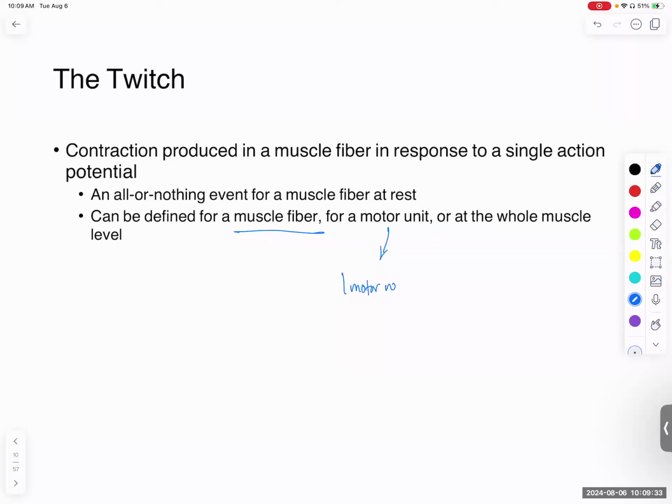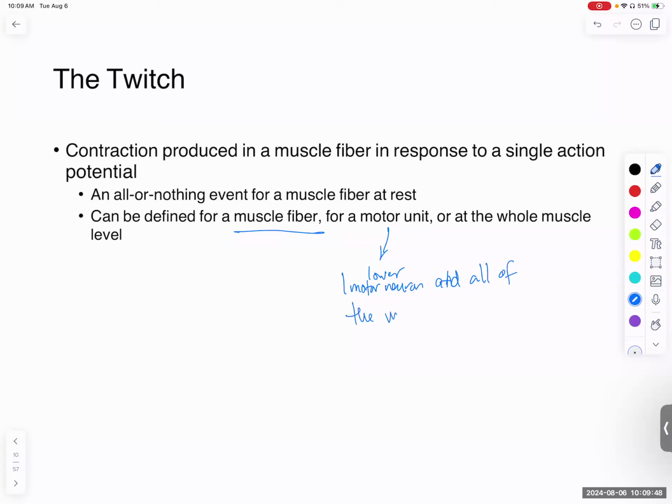one motor neuron, and that's a lower motor neuron, and all of... wow, I'm really struggling already. It's going to be a long lecture.